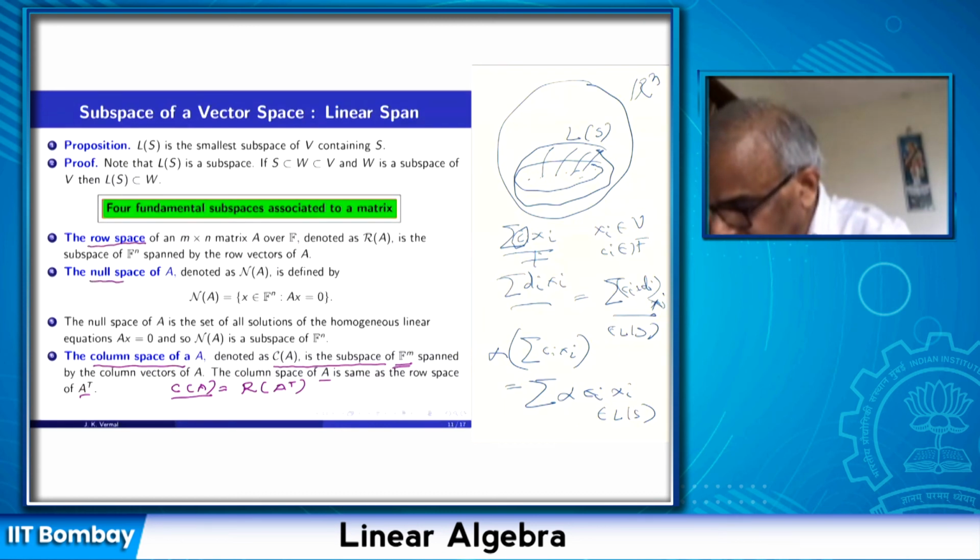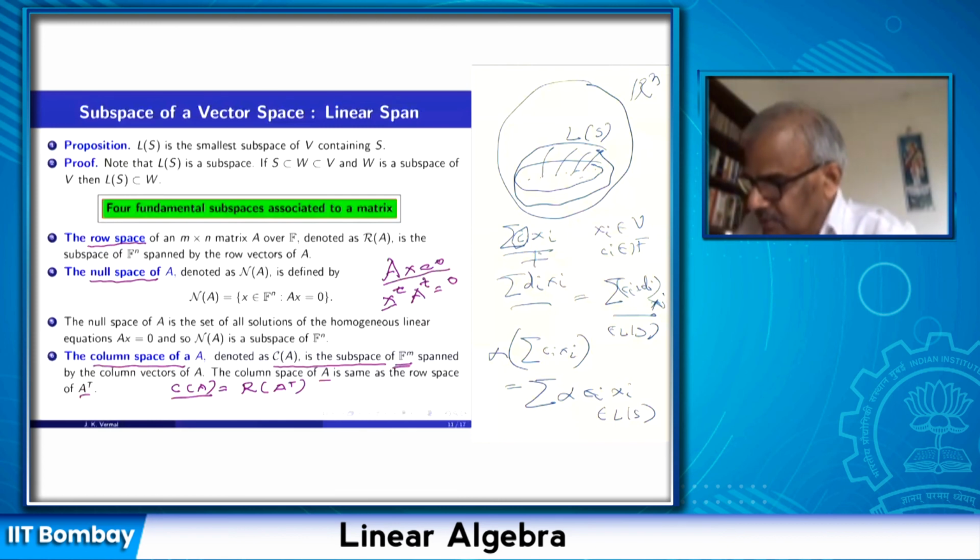So we have a counterpart of the null space also. To understand that, suppose Ax is 0. I take the transpose. Then x transpose A transpose is 0. Here x is a column vector and x transpose is a row vector. So this gives rise to the fourth space, which is called the left null space.